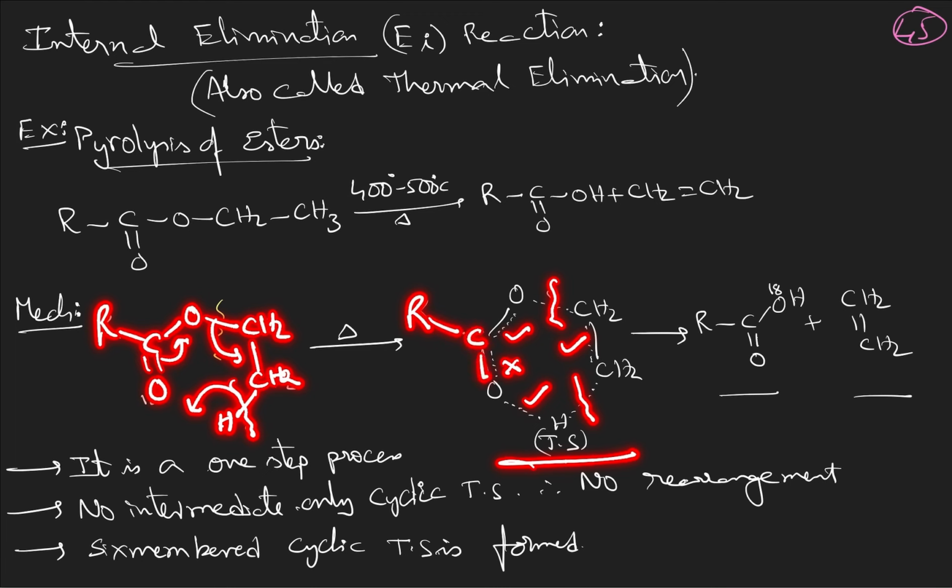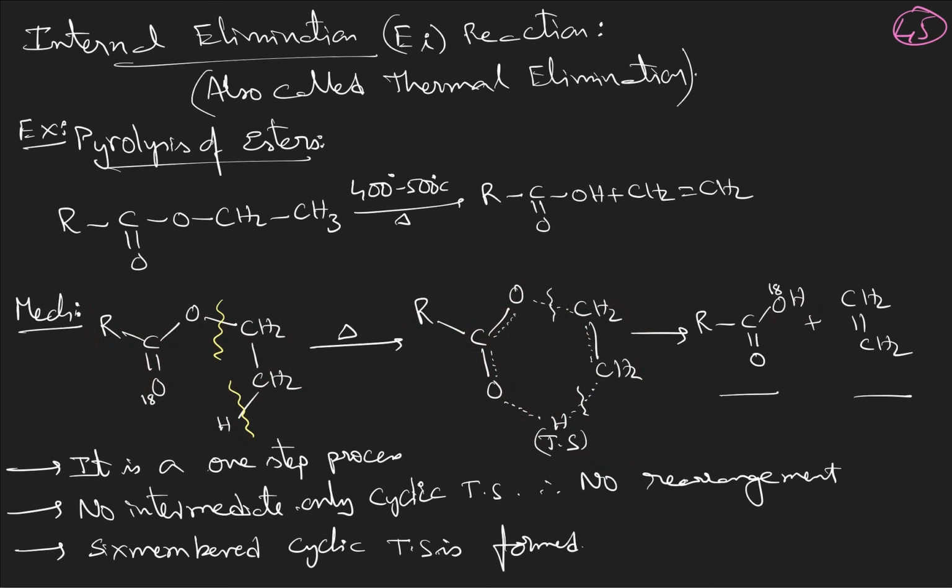R, C, O, H, double bond O. That means onto the carbonyl oxygen, hydrogen came. So that is this one, and this part will become the alkene. So that is the pyrolysis of esters. It is a one-step process or concerted reaction, no intermediate, only through cyclic 6-member transition state, therefore no rearrangement.